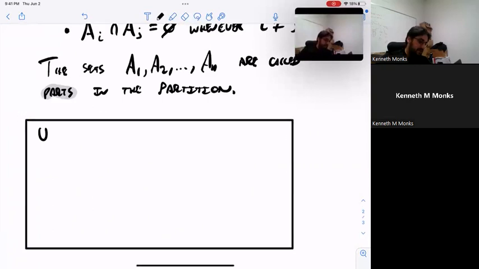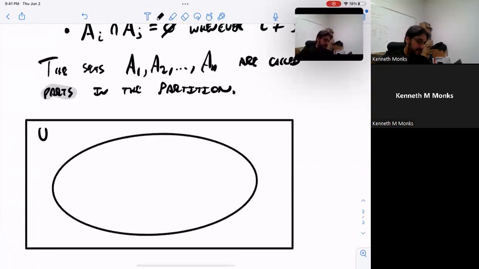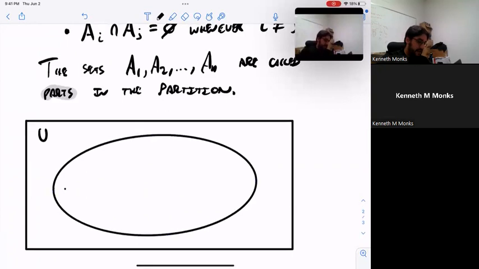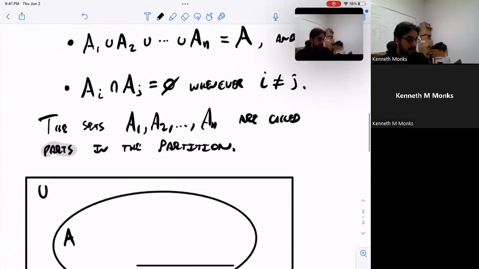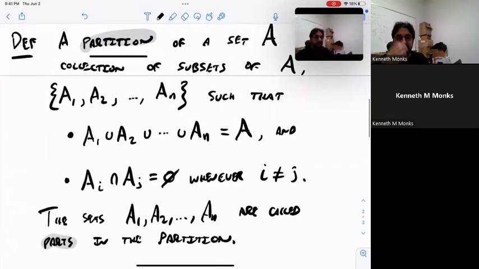What does it mean to have a partition? Well, here's, say, some set A. This is a set A. And now I want to see visually what does a partition look like in a Venn diagram.